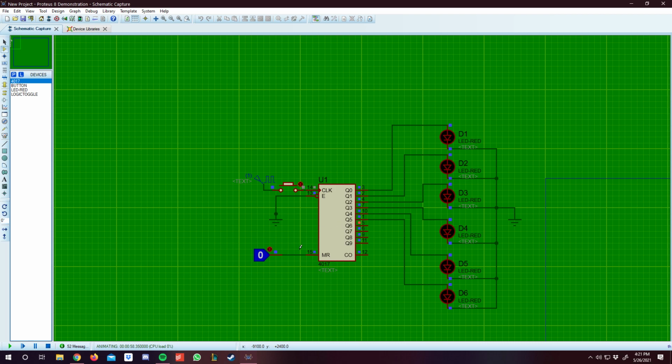But overall, this is a pretty good way of recreating dice in a digital system.